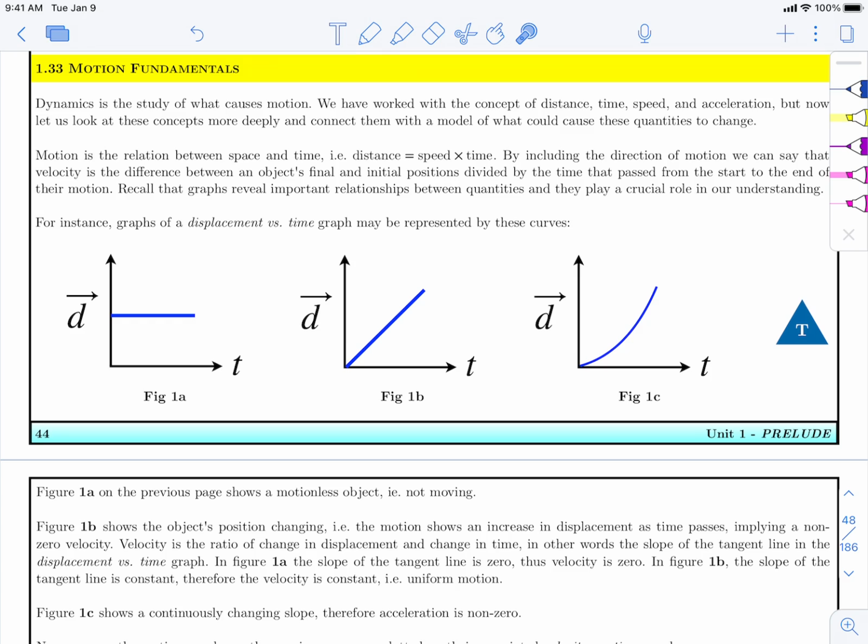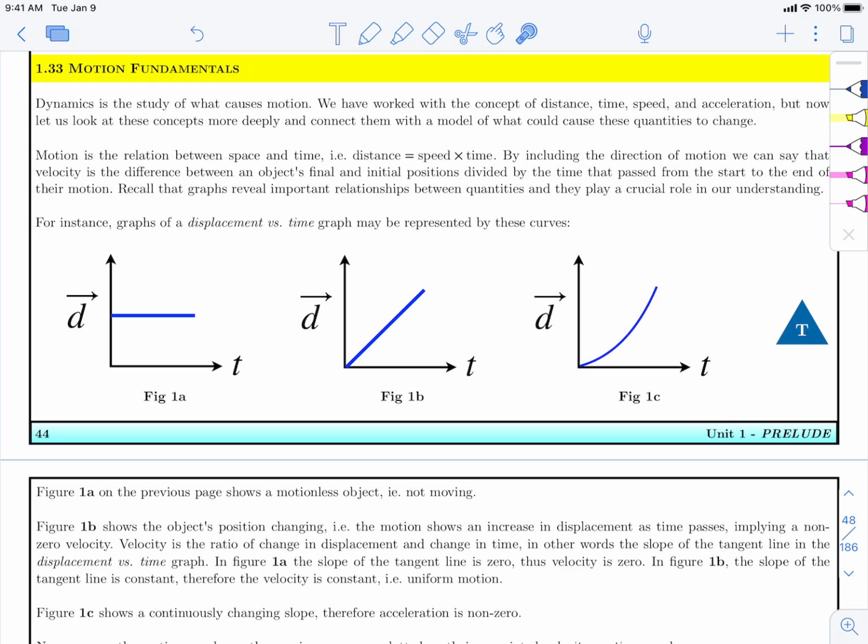That's why distance equals space times time. So here we have distance, here we have time. This is the connection, speed, motion. By including the direction of motion, we can say that velocity is the difference between an object's final and initial position divided by the time that passed from the start to the end of the motion. So that's just v is equal to delta d over delta t.